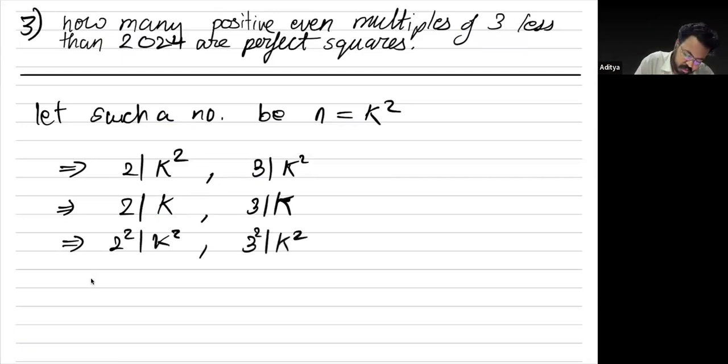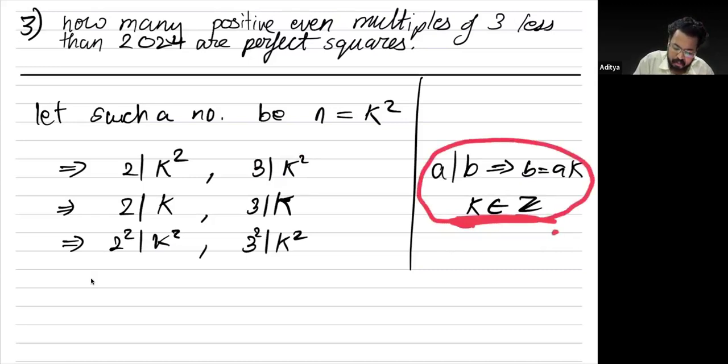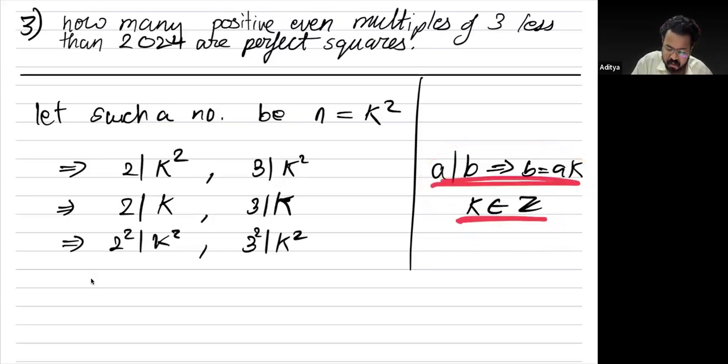And if anyone is confused by this symbol, if I write a divides b, this implies that b is equal to ak, where k belongs to the set of integers. Now I'm writing highly mathematical language for it to be short. In case you find it confusing, you can of course unmute, or you can put it in the chat if you are not finding it easy.